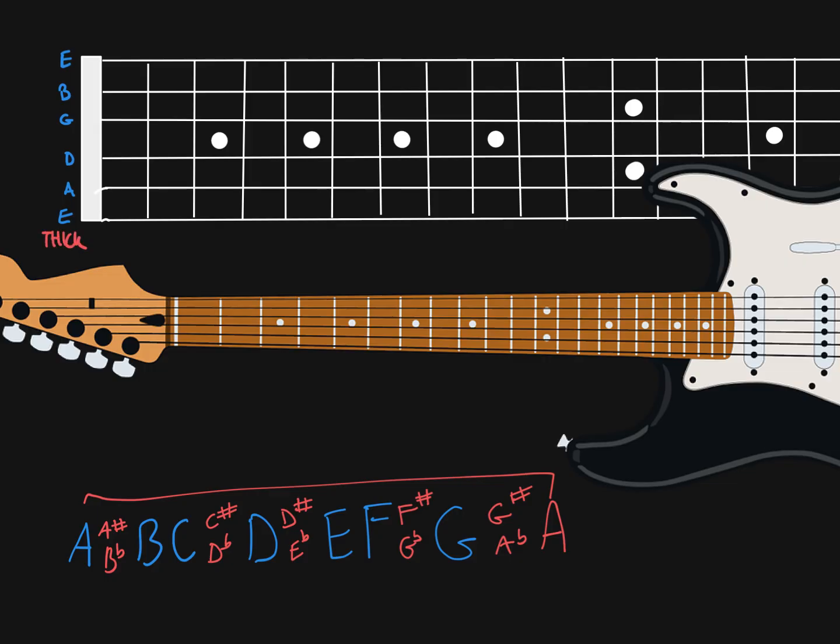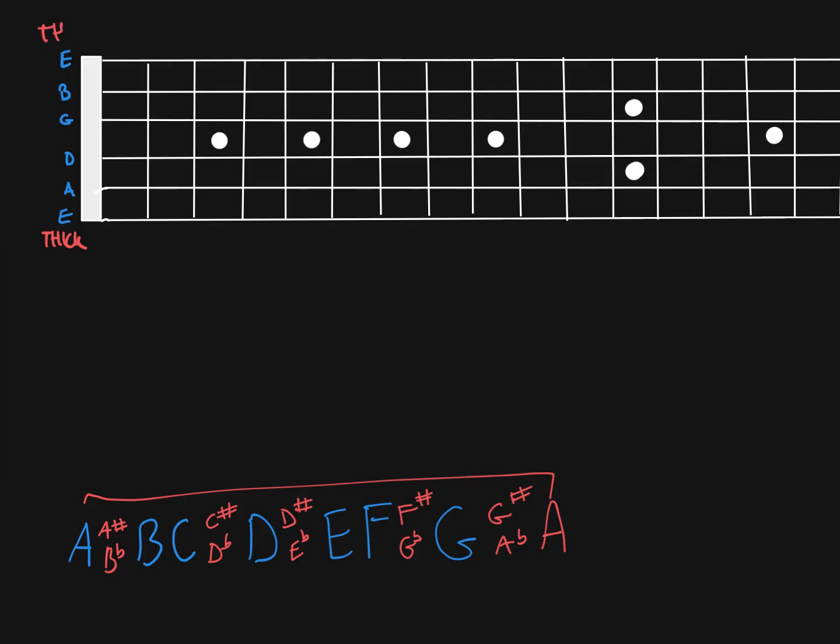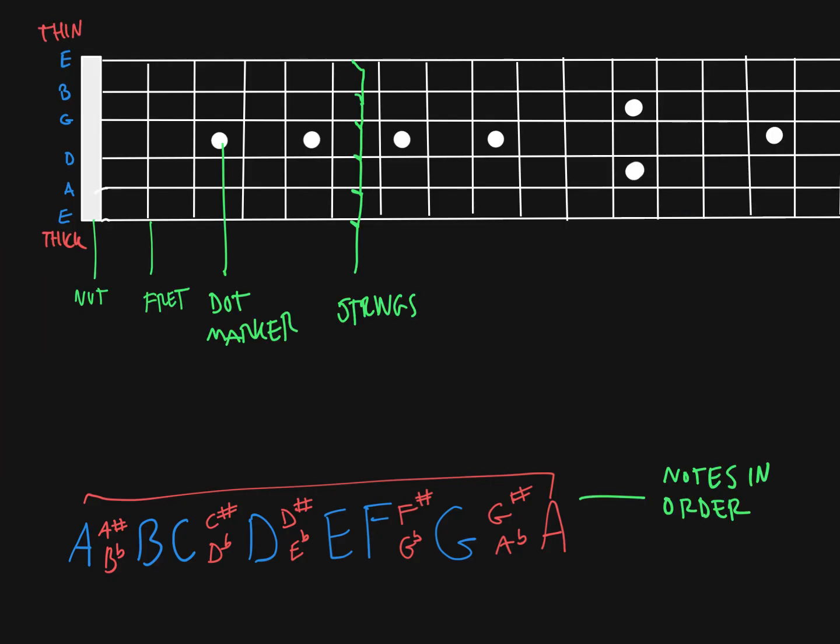I'm going to label that thick. And so that would mean the high E, or the thinner E, is up there. As you can see, we're looking at it kind of upside down. This white area is the nut. Each one of these white lines is the frets.